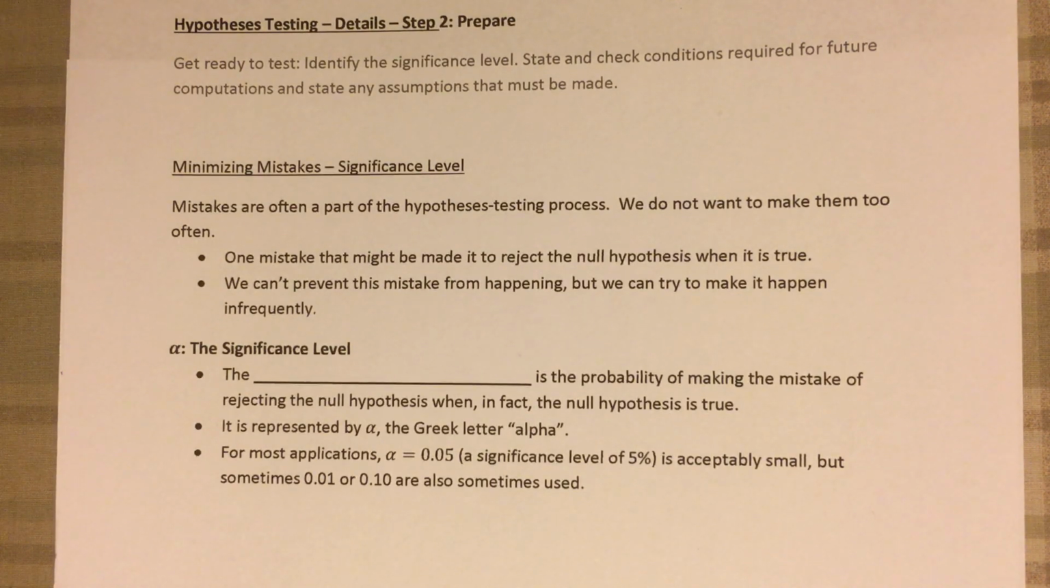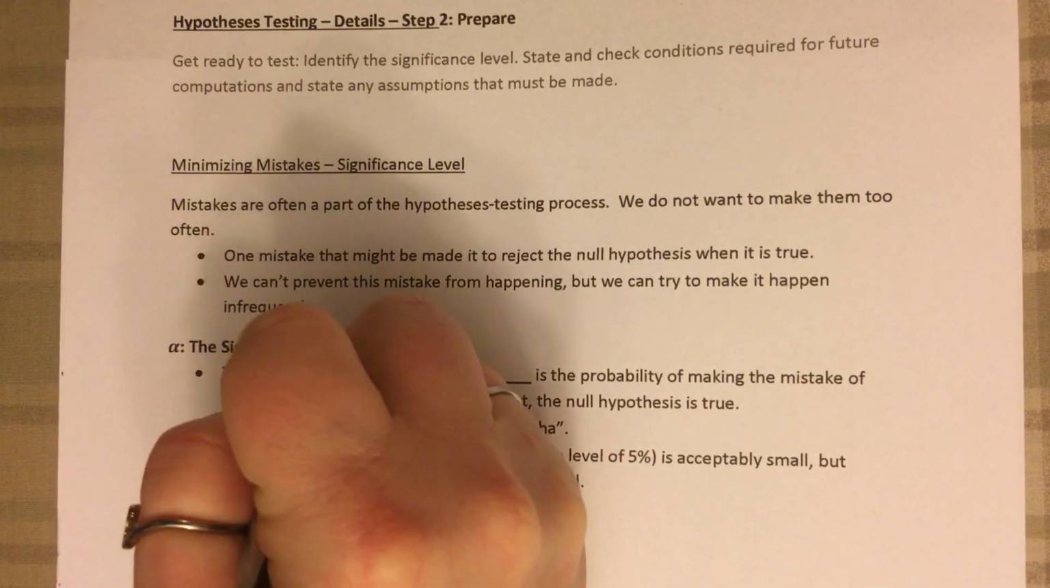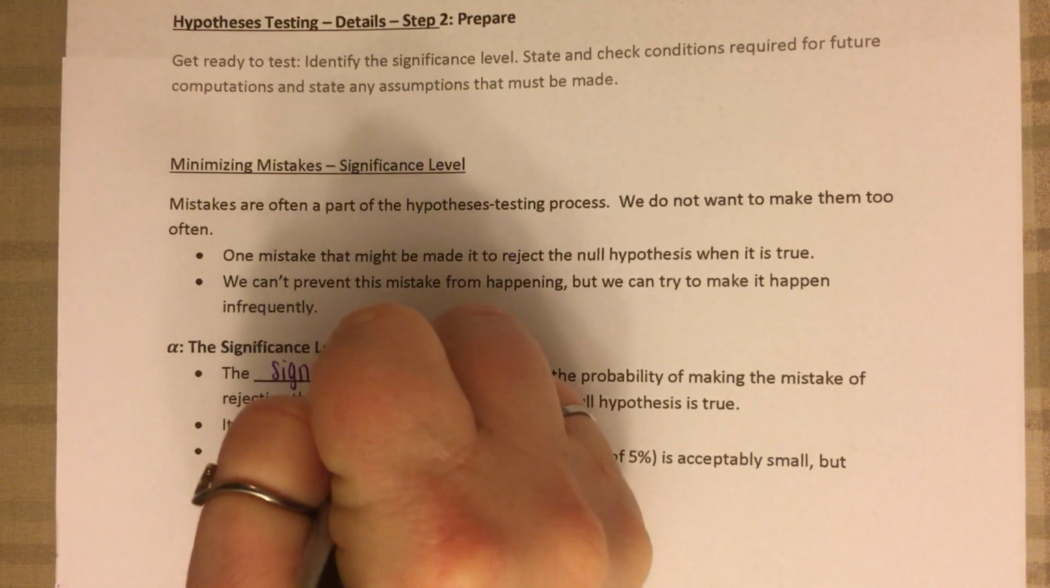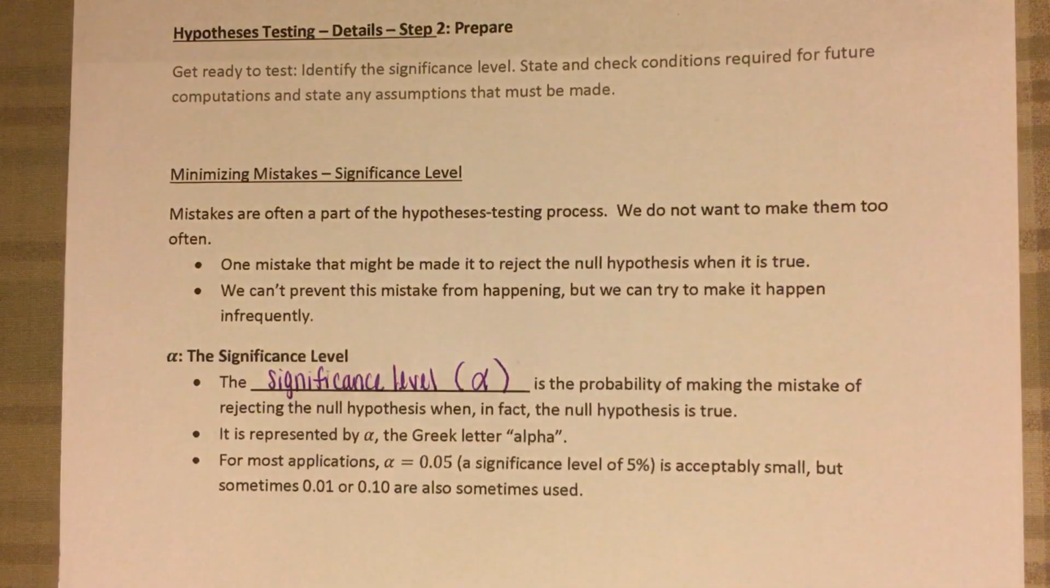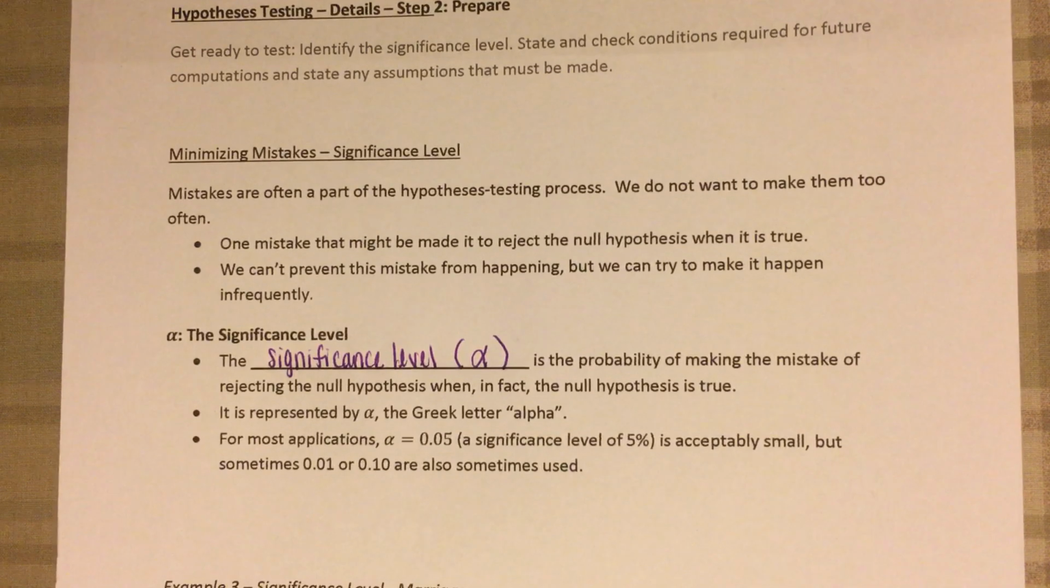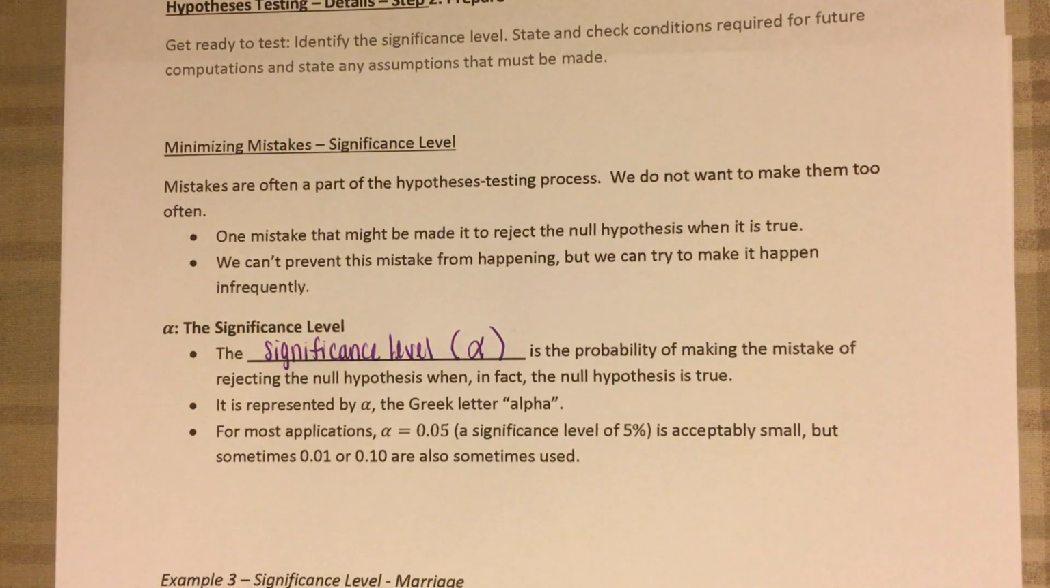We do not want to make them too often. We have a couple of different types of mistakes that can occur. In this particular case, for our significance level, we're going to focus on one particular type of mistake that happens when we reject our null hypothesis when it was true. We can't prevent it from happening entirely, but we can try to minimize the effects of this. So what we're going to use is something called our significance level. We're going to use the Greek letter alpha to represent it. Our significance level is the probability of making the mistake of rejecting the null hypothesis when in fact our null hypothesis is actually true.